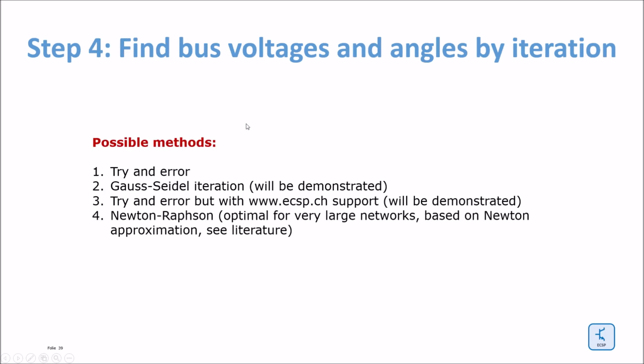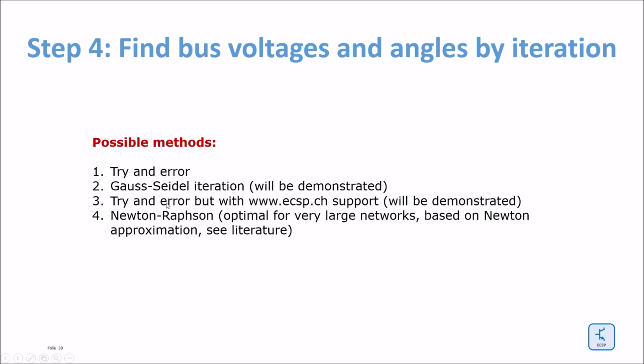So there are four possible iteration methods which are well known. The first one is the try and error. I would not recommend it. You will take days until you are there. Then there is a very useful one. This is the Gauss-Seidel iteration. This is what I will demonstrate and explain how it works.